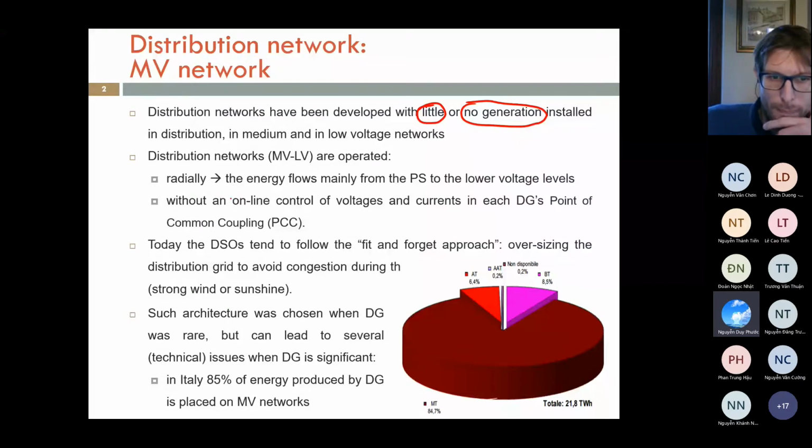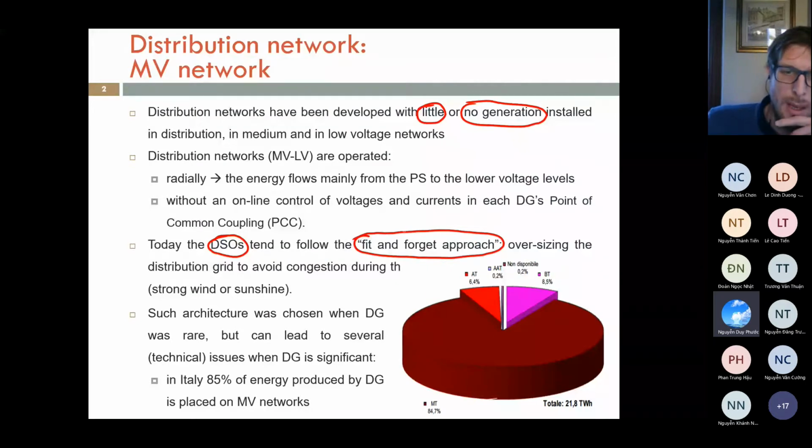The DSOs, so the distribution system operators, design the distribution network using a fit and forget approach. What does this fit and forget approach mean? Basically, the DSOs oversized the distribution grid to avoid congestion during the lifetime of the power system. So it was not a very smart way of designing the distribution network, but historically it was just like a road and highway to bring power from the transmission network to the final users, so they just oversized things and that's all.